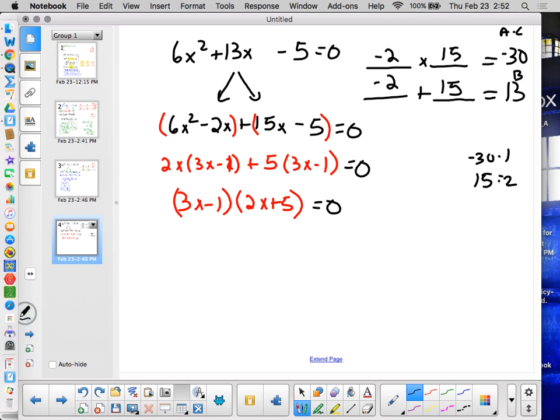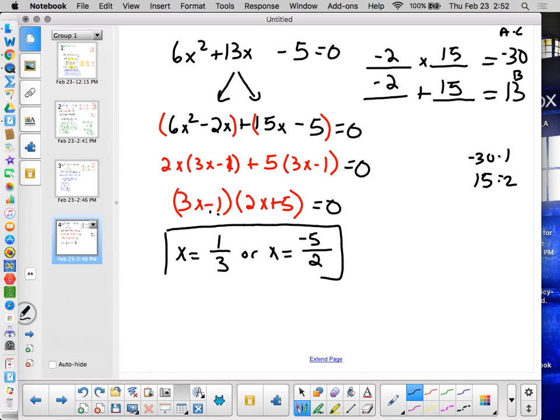Now that we're completely factored, how do we solve that? Again, x is going to equal the opposite of 1, so positive 1 over 3, or x equals the opposite of 5, negative 5 over 2. Those are my solutions.